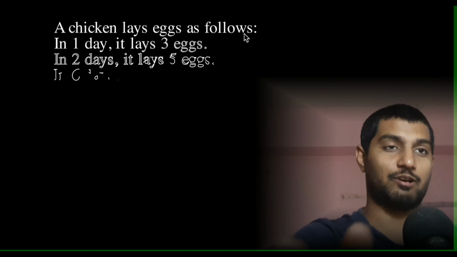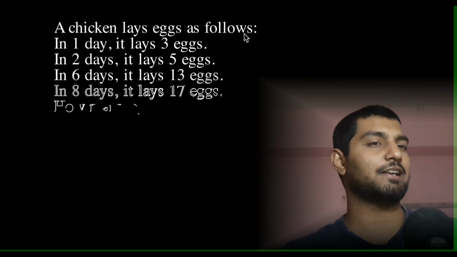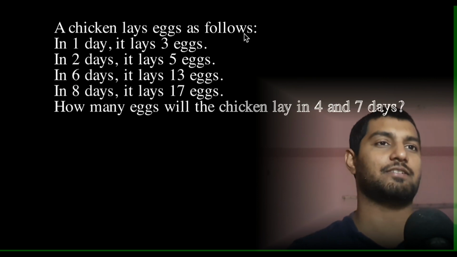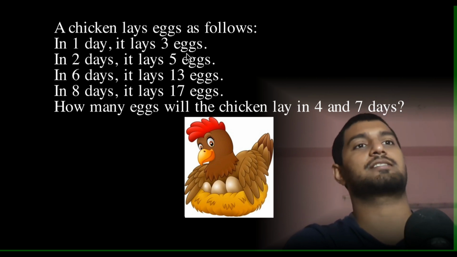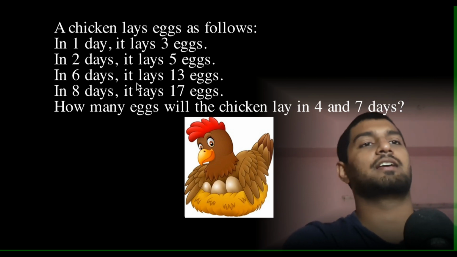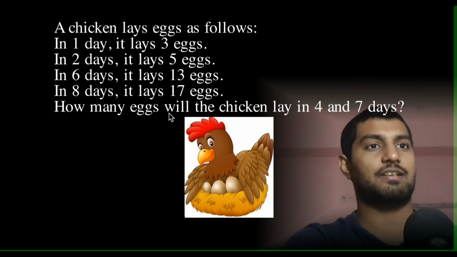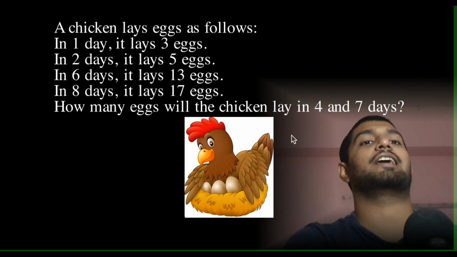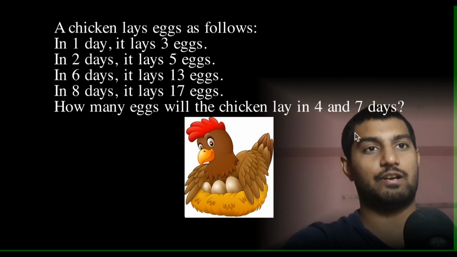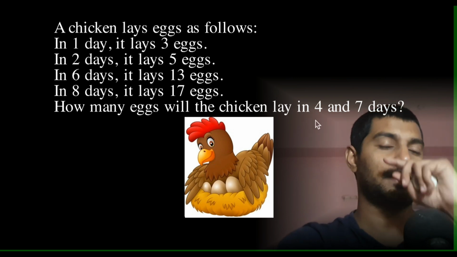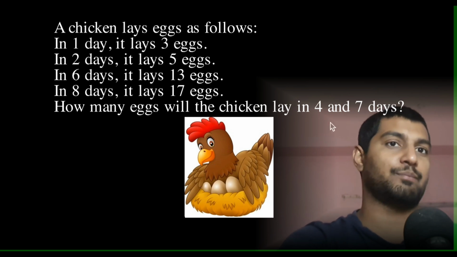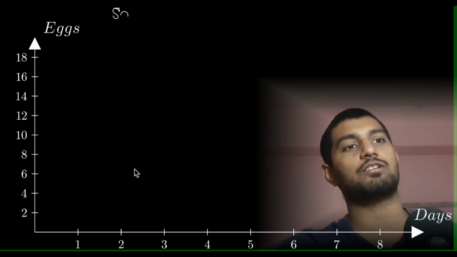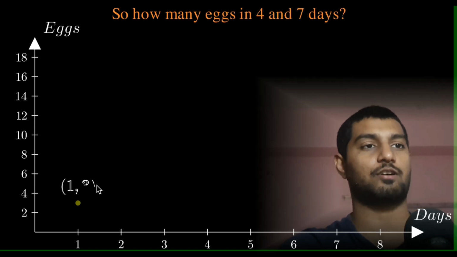Another example before solving our main example. This one will be a little trickier, but not so hard. So a chicken lays eggs as follows. In 1 day it lays 3 eggs, in 2 days it lays 5 eggs, in 6 days 13, in 8 days 17. How many eggs will the chicken lay in 4 and 7 days, right? So we have to find 4 and 7 days. So basically we'll create a function, either algebraic or graphical, and then we'll input the 4 and 7 and we'll get the answer, right? So first of all, we will draw all the information we have in coordinate format.